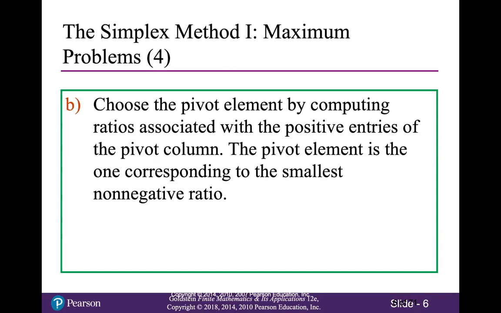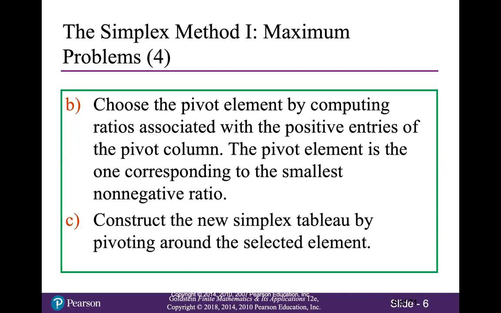Next, we'll choose the pivot element in that column by computing ratios associated with the positive entries of the pivot column. The pivot element is the one corresponding to the smallest non-negative ratio. Now, they have not completely explained this. It will make perfect sense when we do an example. Basically, this ratio is the number in the right column divided by the number in the pivot column. All right, so you're looking for the least of those ratios. Then we'll construct the new simplex tableau by pivoting around the selected element.